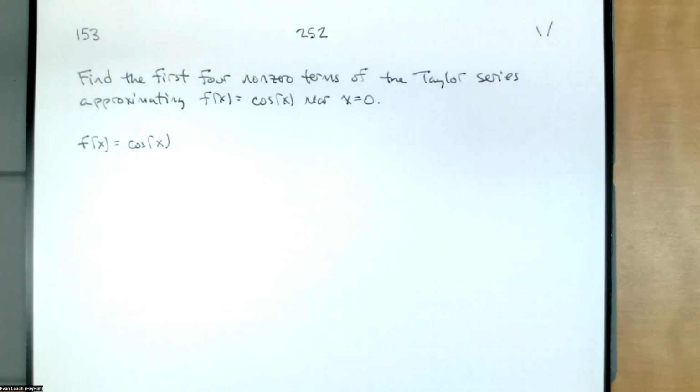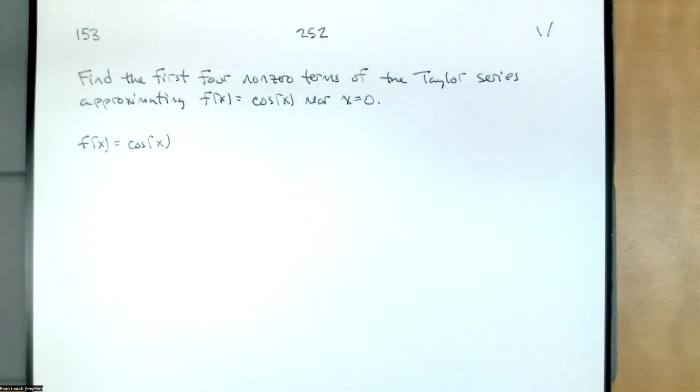Let's start with one of the weird ways I phrase this one. Instead of saying find a Taylor polynomial of a specified degree, I just said find the first four non-zero terms of the Taylor series approximating cosine of x near x equals 0. The reason will become evident: half the terms are going to be 0, and I want to make sure that we get enough to build a pattern so that we can stop finding all the terms.